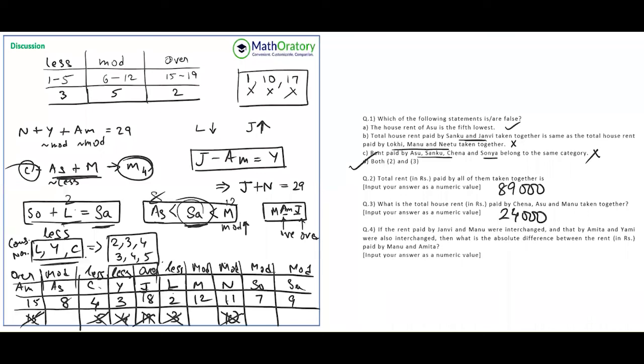And finally, if the rent paid by Janvi and Manu were interchanged, and that by Amita and Yami were also interchanged, then what is the difference between Manu and Amita? So if you're interchanging, basically we're looking for the difference between Janvi and Yami, right? So Janvi and Yami has a difference of 15. These are just consecutive in this table. So 3 and 18 is 15,000. So that's it for this particular set.